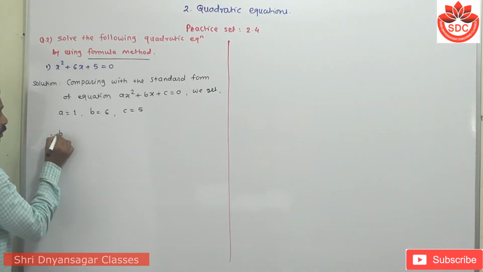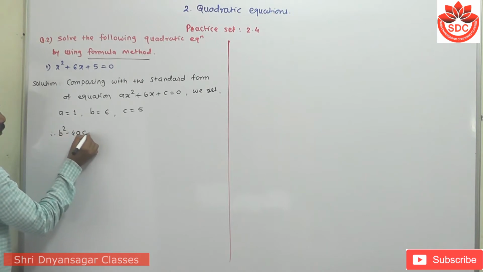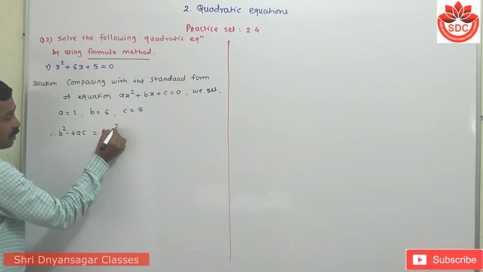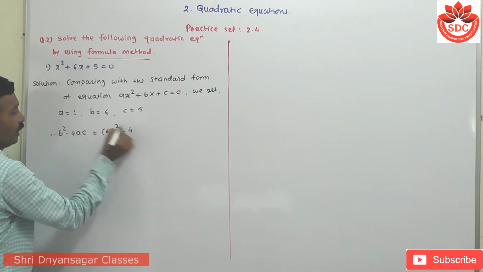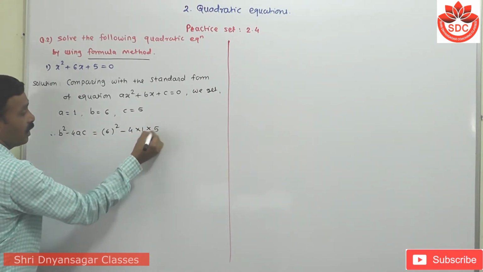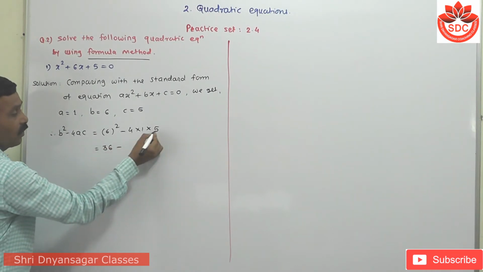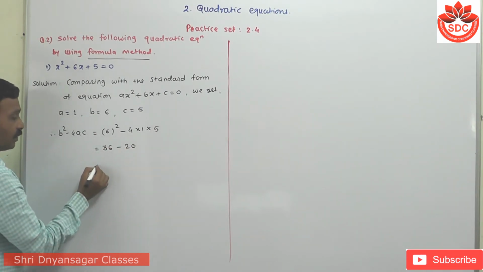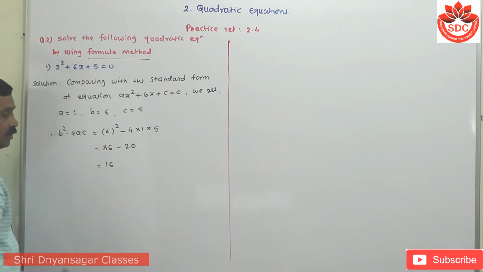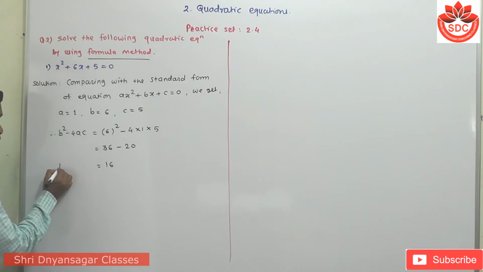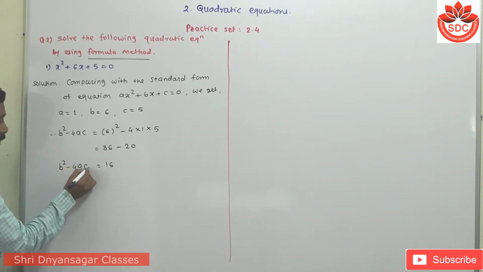So first I have to find out this value b square minus 4ac. b is 6, so 6 square minus 4 into a is 1, into 5. 6 square is 36 minus 4 into 5 is 20. The subtraction becomes 16. This is the value of b square minus 4ac.